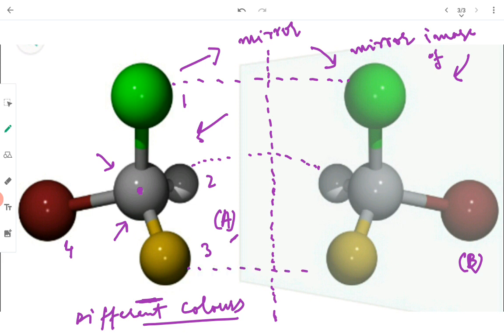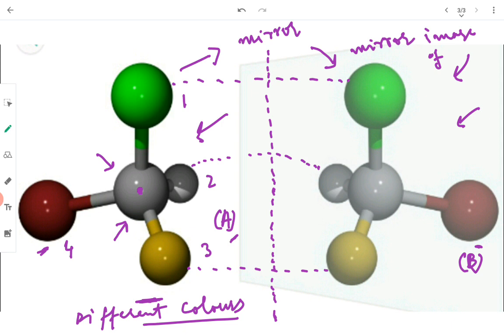This here, and this one will be reflected here. So this molecule is the mirror image of this molecule. But what kind of mirror image is this? Mirror images are of two types: one is superimposable mirror image, another is non-superimposable mirror image.